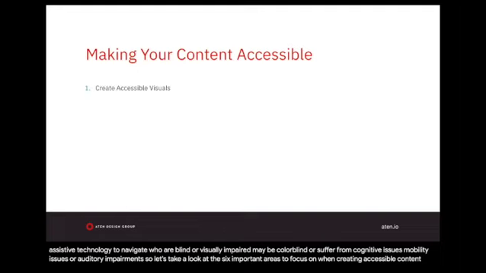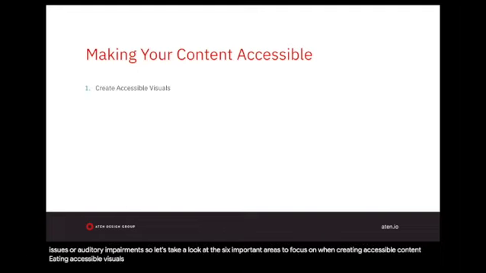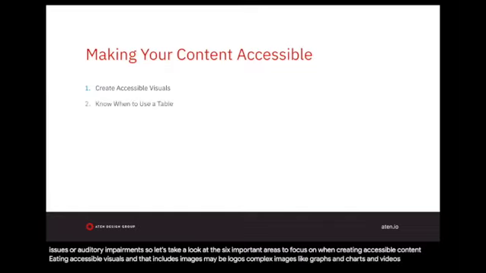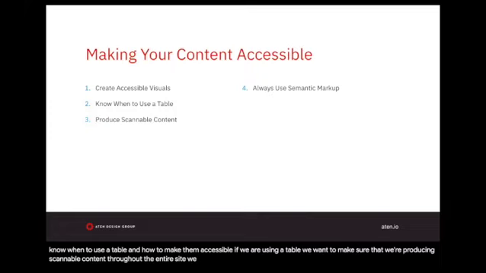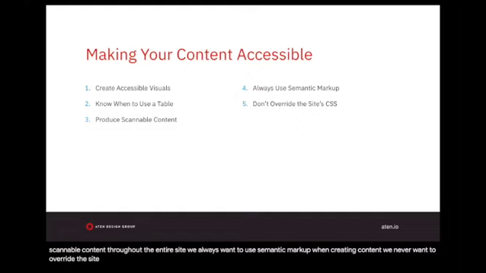We want to make sure that we're creating accessible visuals, and that includes images, maybe logos, complex images like graphs and charts, and videos. We want to know when to use a table and how to make them accessible if we are using a table. We want to make sure that we're producing scannable content throughout the entire site. We always want to use semantic markup when creating content. We never want to override the site CSS, and we'll go into detail about that. And finally, we'll go over some ways to check your work.